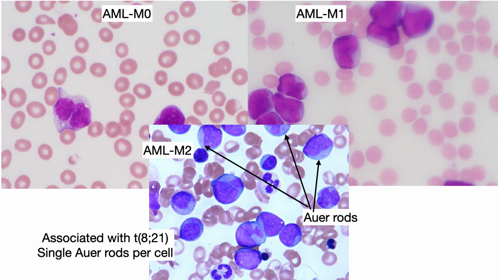So AML-M2, this is the old one. It's most commonly associated with the translocation of 8;21, and you can see single Auer rods per cell. And so the arrow shows some of the Auer rods that are in the cells there.